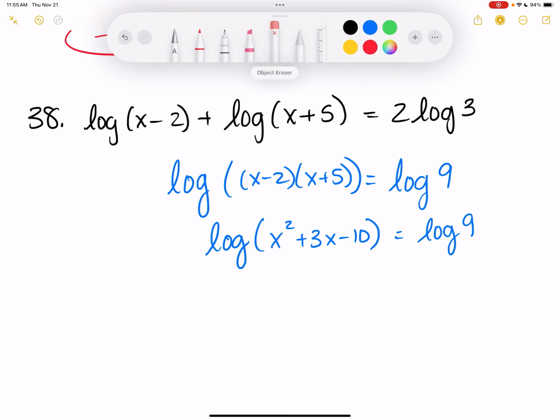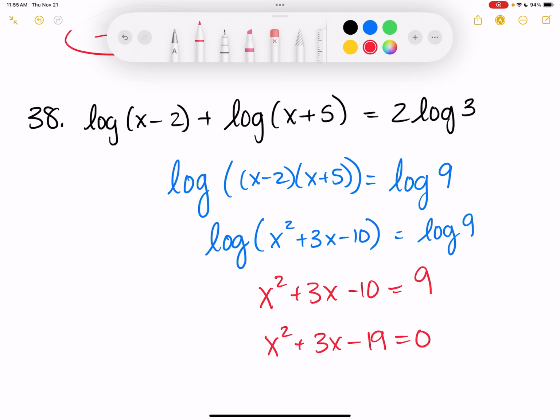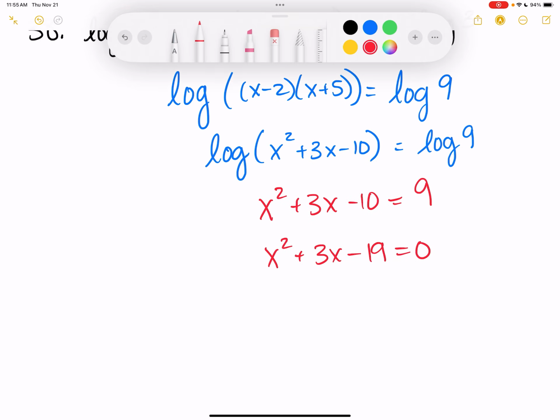So this is going to be x squared plus 3x minus 10 equals 9. I'm going to subtract the 9 over so I can get it equal to 0. So x squared plus 3x minus 19 equals 0. Now, at this point, you can hope that it comes out to something that's going to factor. This one does not, because the only factors of 19 are 1 and 19. So, what do you think I might need to do?